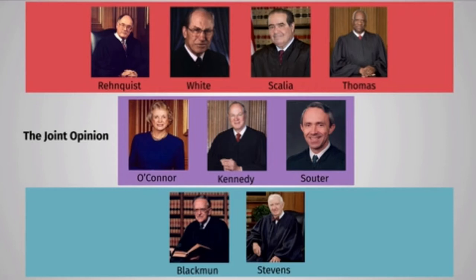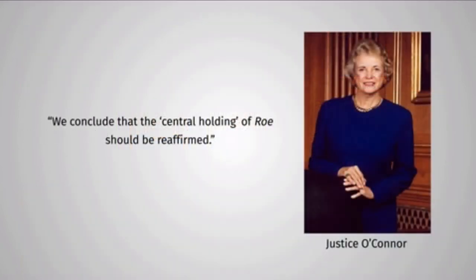Now, the joint opinion rejected the government's call to overturn Roe. Rather, the plurality explained that the central holding of Roe should be reaffirmed. Yet the plurality departed from Roe in 4 ways.